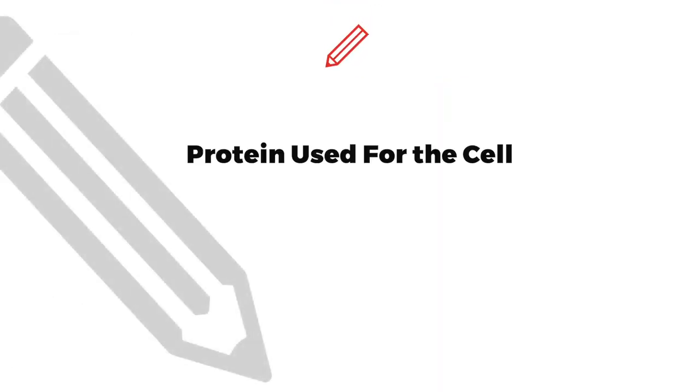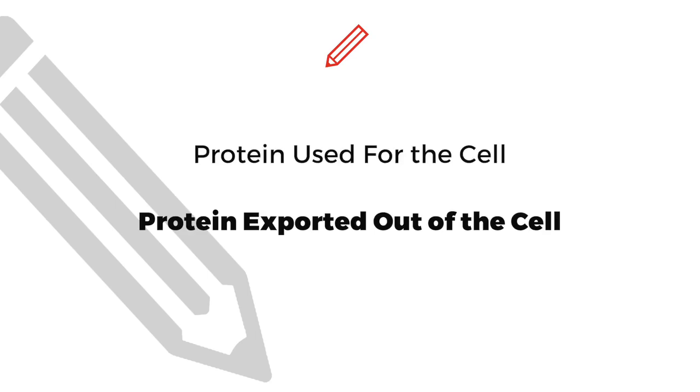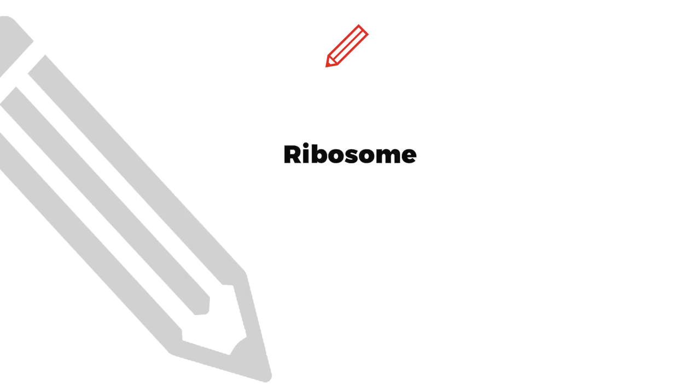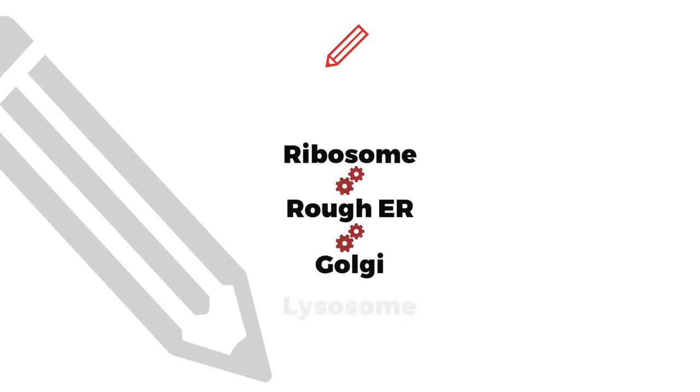When you're thinking about protein synthesis, you either want to think proteins used for the cell or to be exported out of the cell. The exported out of the cell makes for great board questions. And the way you want to think about this is the ribosome works in conjunction with the rough ER, and the rough ER then works in conjunction with the Golgi, right? And when the protein pinches off the Golgi, now it's called a lysosome. So put that together in your mind, okay?